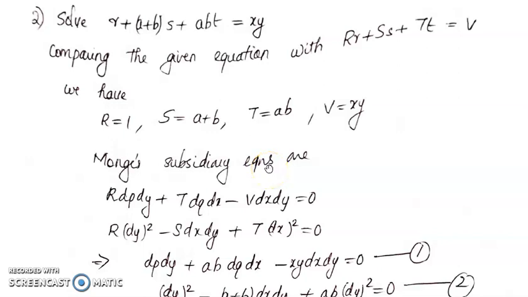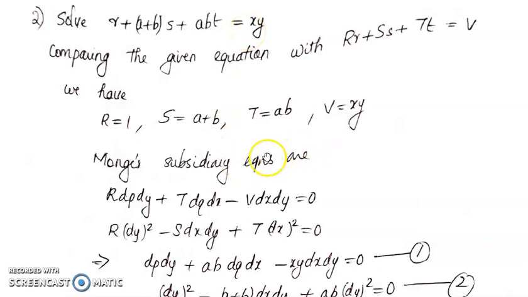Good morning, dear students. In today's class, we will see one more example of solving using Monge's method. The equation is of the form Rr plus Ss plus Tt equal to V. Our problem is to solve the equation r plus (a plus b)s plus ab t equal to xy. Here R is 1, S is a plus b, T is ab, and V is equal to xy.